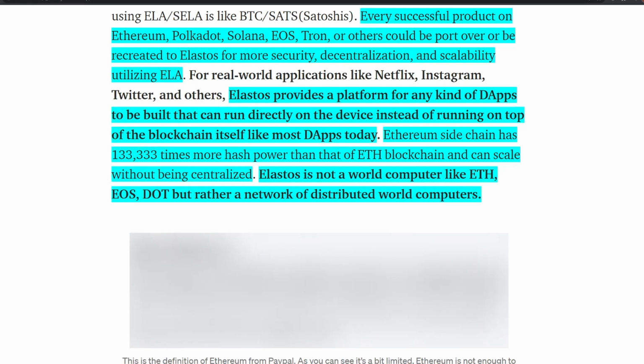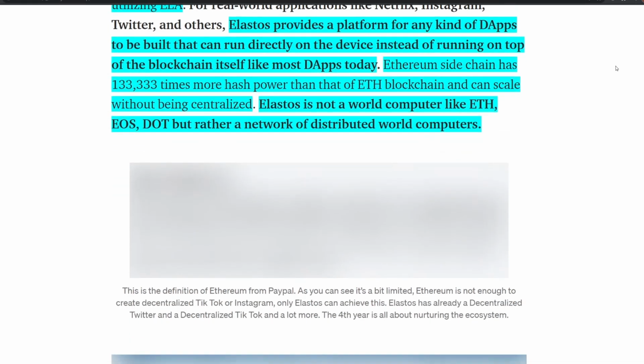Okay. So why isn't everyone using Elastos right now, right? That's what comes to mind for me. People need to know about this. It doesn't hurt the project at all to port onto Elastos. It just improves it. Elastos makes everything better. Also, Elastos is not a world computer like ETH, EOS, or Polkadot, but rather a network of distributed world computers.